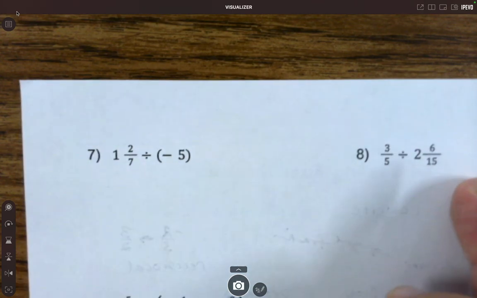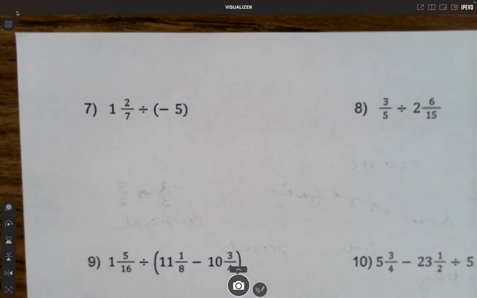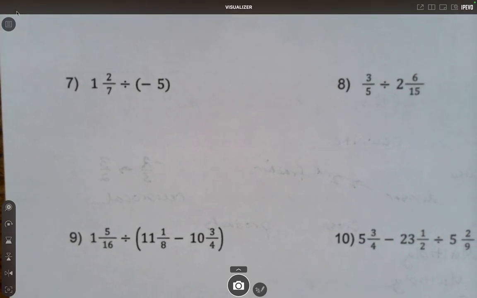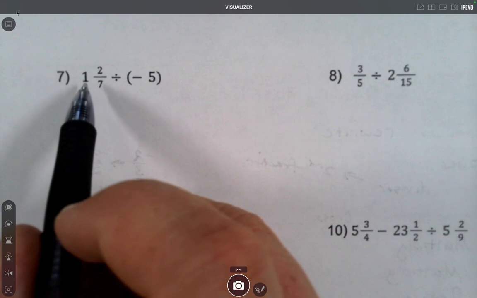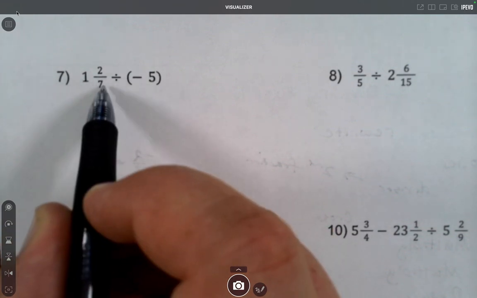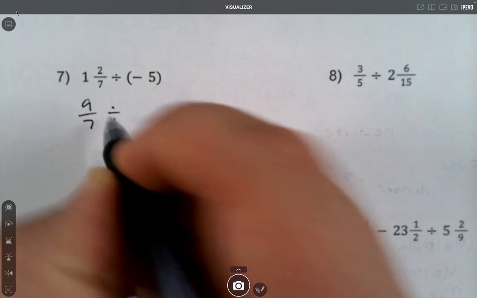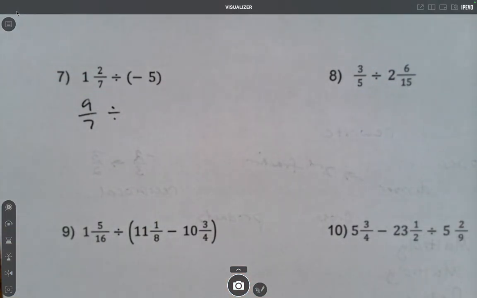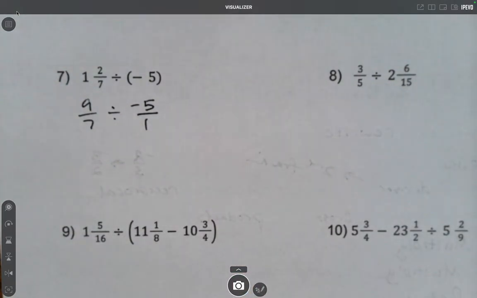Okay, I'm just going to do 7 and 8 on the back. We're not going to worry about the ones like 9 and 10. That's just advanced for people who are excited about this stuff. Okay, on 7, the first one, basic stuff, 1 times 7 is 7, plus 2 is 9. This, though, first time we've had this, is just a whole number. Change it to a fraction, so just put it over 1.